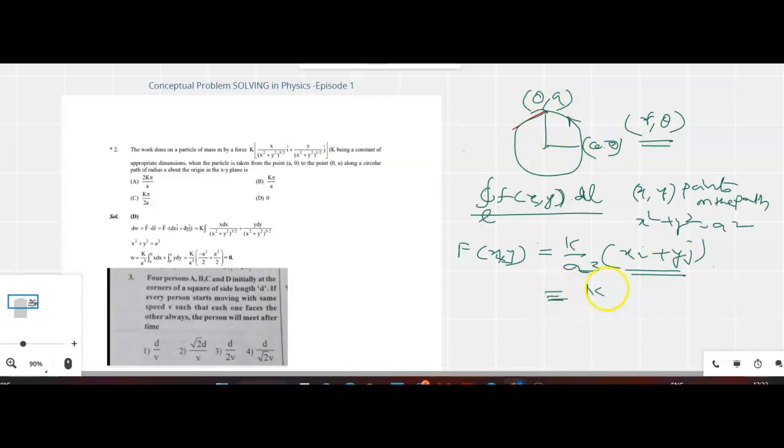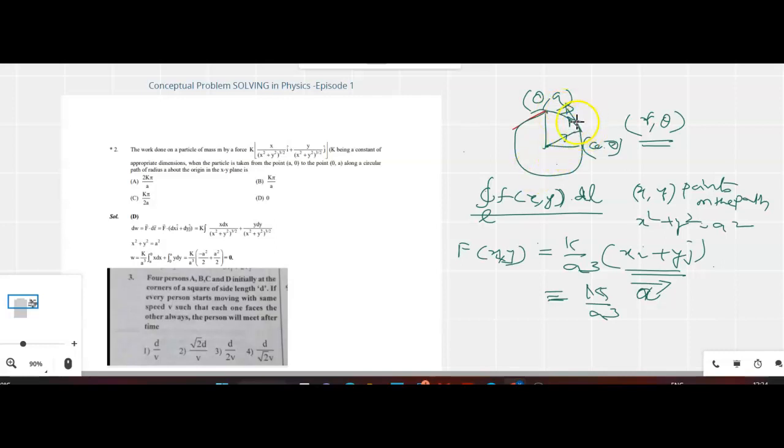k by a cubed times r, or in fact we can write it as a, which is changing. This is vector a. So we can find that as the particle moves along the path, this is the direction of the force and this is the direction of the motion of the particle.